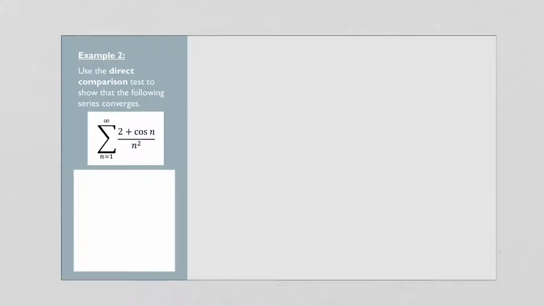Use the direct comparison test to show that the following series converges. I have the infinite series, n equals 1 to infinity, of 2 plus the cosine of n over n squared. Oh, how cool is that? We've got some trigonometry in this series. So a sub n is our original series, n equals 1 to infinity, of 2 plus the cosine of n over n squared.